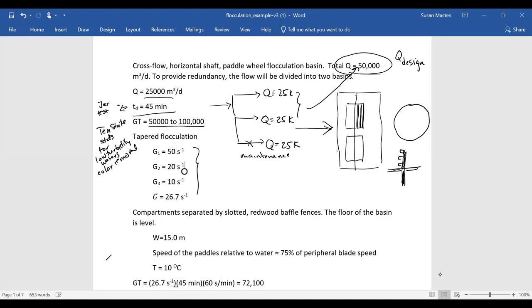These values here are all obtained from the jar test. So the jar test was done, and that's how we determined tapered flocculation. Now, often what we have is multiple compartments in series. So we would have another compartment here, for instance. So this would be a second compartment.